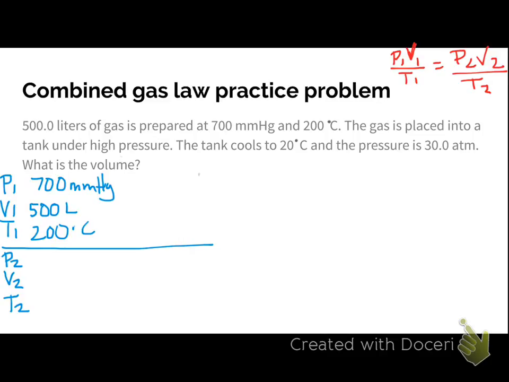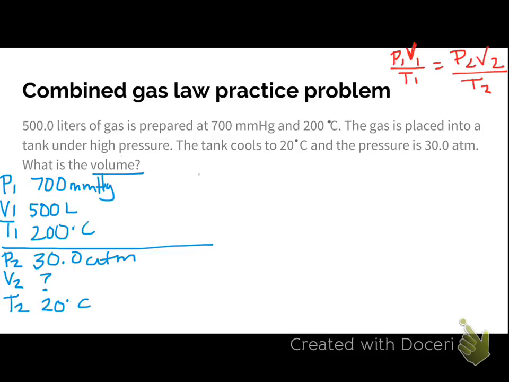Now looking for our P2, V2, T2. The gas is placed into a tank under high pressure. That doesn't give us any information. The tank cools to 20 degrees Celsius, so that is my temperature. And the pressure is 30 atmospheres. The only variable I don't have is my volume, but that's what we're solving for.